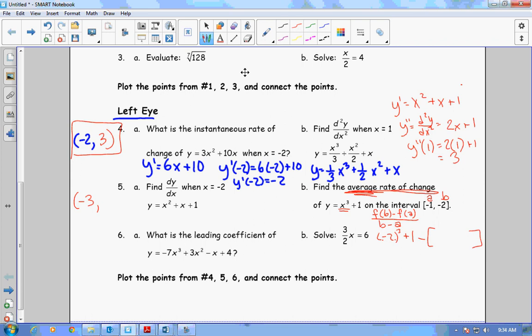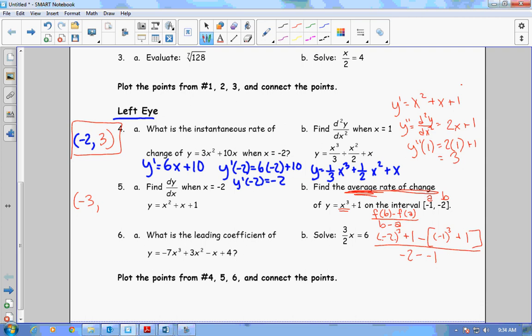For f of a, we're going to plug in negative 1. So negative 1 cubed plus 1. The parentheses on the negative 2 and the negative 1 are important. All over, this is also important, negative 2 minus a negative 1. Be very careful on the signs. Are there any questions on how I set this up?